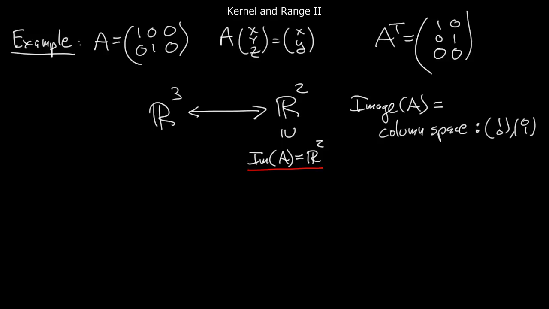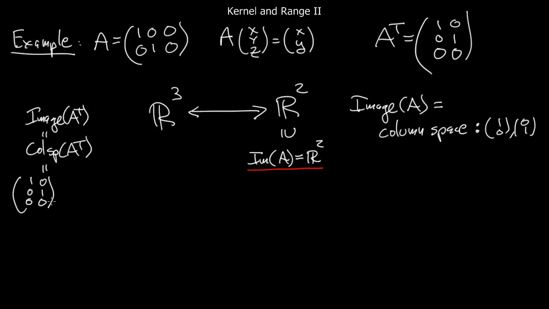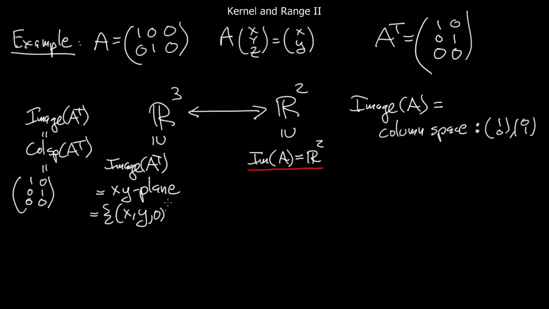All right, let's see, what next? Let's look at the image of A transpose. Well, that's the column space of A transpose. That has these two linearly independent vectors in it, (1, 0, 0) and (0, 1, 0) in R3, and they span the xy plane. The image of A transpose is the xy plane. That is to say, it's the vectors of the form (x, y, 0). The last coordinate is 0. Okay? And in any event, it's two-dimensional.